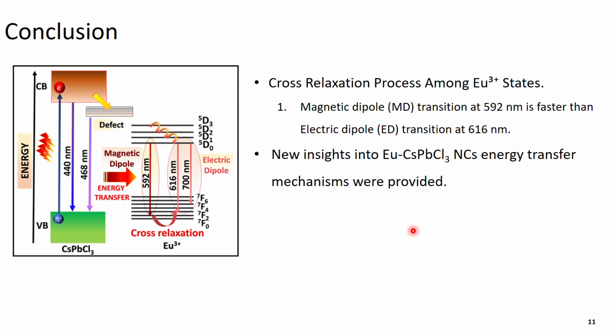So by the fluorescence spectroscopy and the transient absorption spectroscopy, we have the conclusions. One is the cross-relaxation process at the europium state. The MD transition is faster than the ED transition. And the second is, by this report, we have new insight into the europium-doped perovskite nanocrystal, the energy transfer and the charge transfer mechanisms.